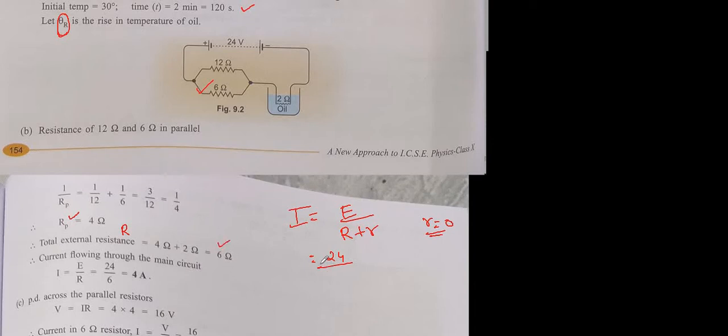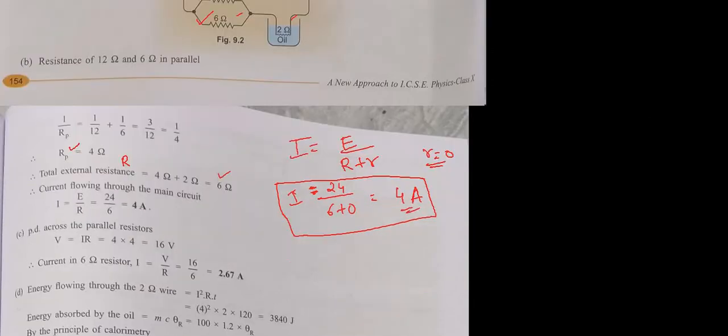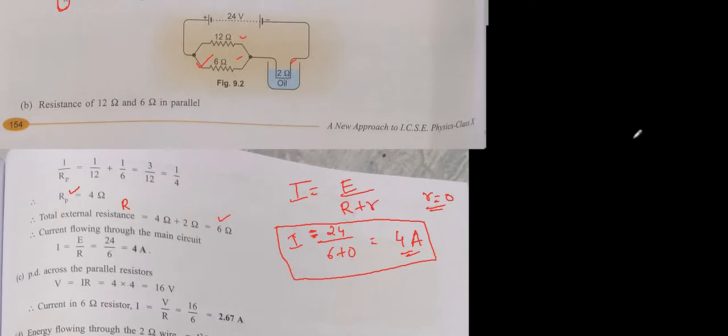So here we have to find out the current passing through all of the circuit, the main circuit. So 24 upon 6 plus 0 is going to give you 4 ampere. So we got the current passing through the whole of the circuit, that is the main circuit you can say, or you can say from this one and this one. So that is 4 ampere. Now it says find out the amount of current passing through the 6 ohm resistance. So we have found that the current passing through this one and this one is 4 ampere. But it says how much current is passing through the 6 ohm, that we have to find out.